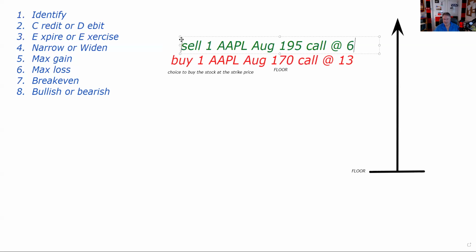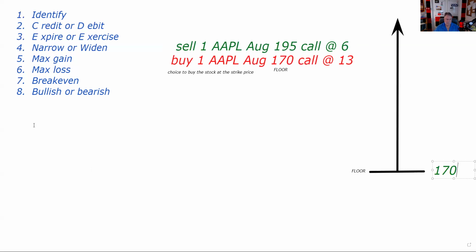What I'm basically saying here is I only want to play between 170 and 195, and then I don't want to play no more. Options are all about floors and ceilings. Floors and ceilings. And so here I have a ceiling at 195. A spread, all the action takes place between the strikes.